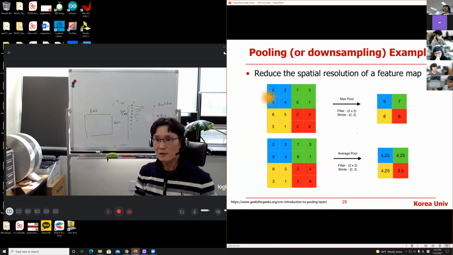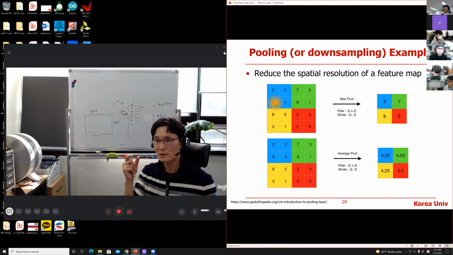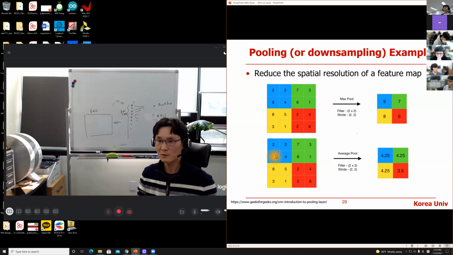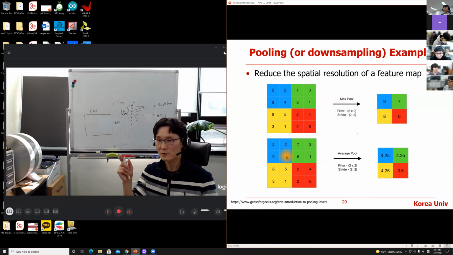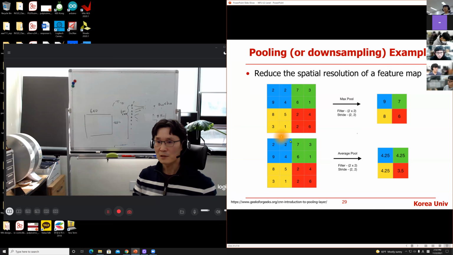In this case, you want to reduce that to a quarter, actually, so the 2 by 2 becomes 1. For max pooling, among these 4, you select the largest number, so 9. For average pooling, you average out the numbers, 2 plus 9 plus 4 and so on, divided by 4. So what is the average?